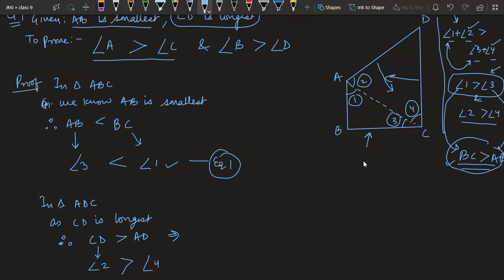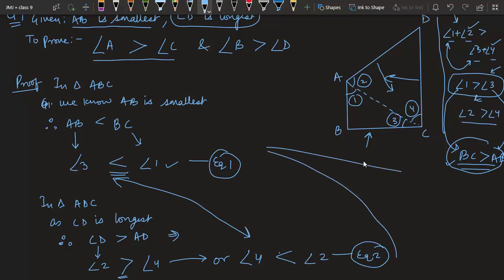But they are not comparable right now, because here the sign is less than, here the sign is greater than, so we can change it, or we can say angle 4 is less than angle 2. Now we can call it equation number 2. I hope you understood why I changed the order, because I wanted to make them comparable, then only we can add them easily. So now we can add them.